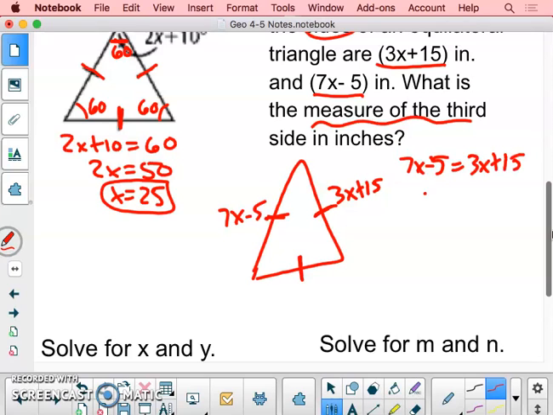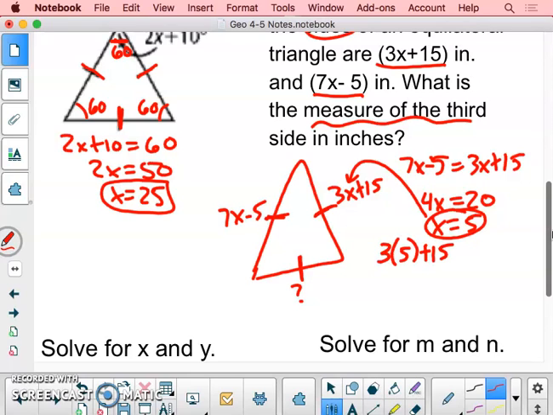So if I subtract both sides by 3x and add 5 to both sides, I get 4x equal to 20, or x equal to 5, which is part of the answer. They want this third side, which is going to be the same length as either of the other two. So I can plug that 5 into one of these. Say I do the 3 times 5 plus 15. I would get 15 plus 15, or 30. This side has to be 30.